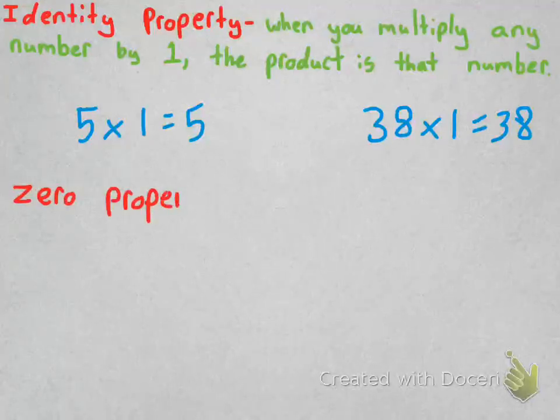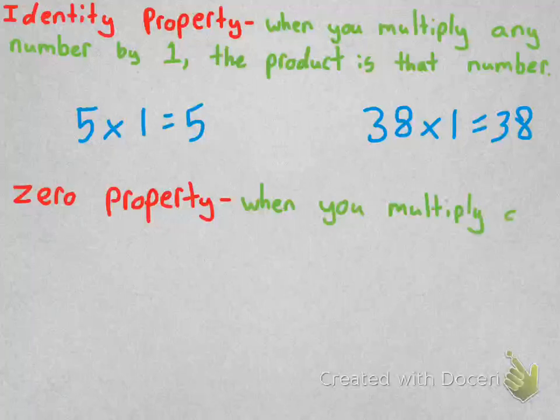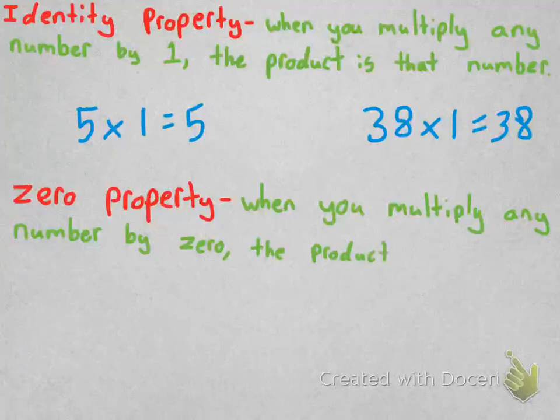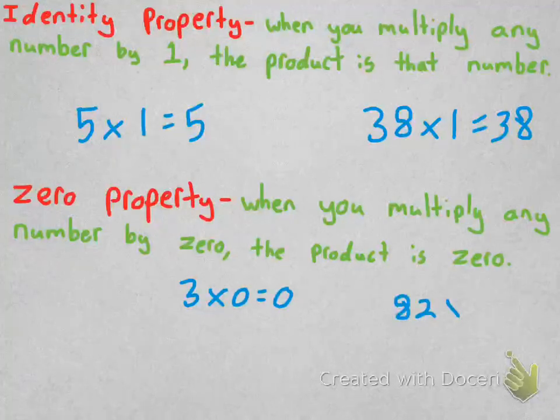And the last multiplication property we have is the zero property. And that's when you multiply any number by 0, that your product is still going to be 0. So I can have 3 times 0, and that equals 0, or I could do 82 times 0, and it's still going to equal 0.